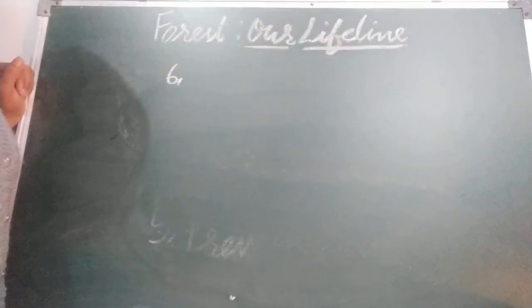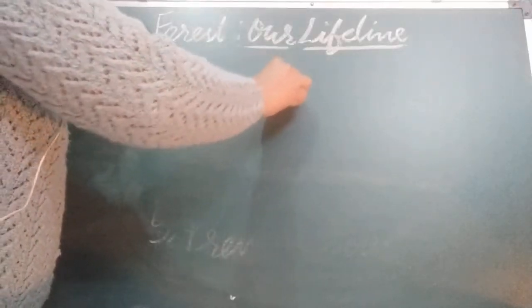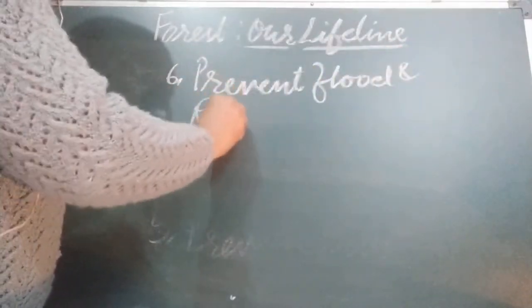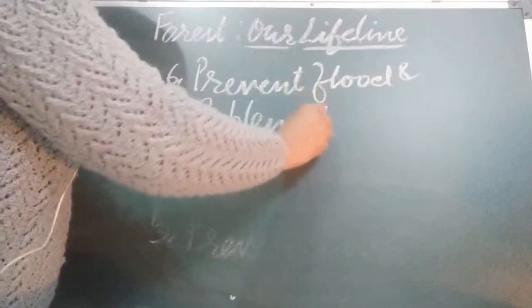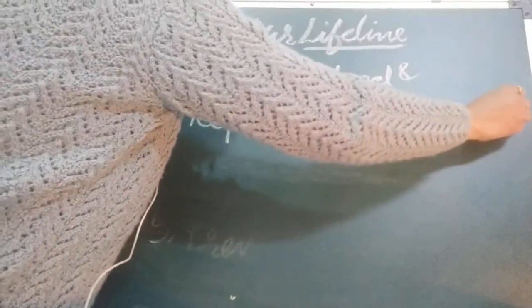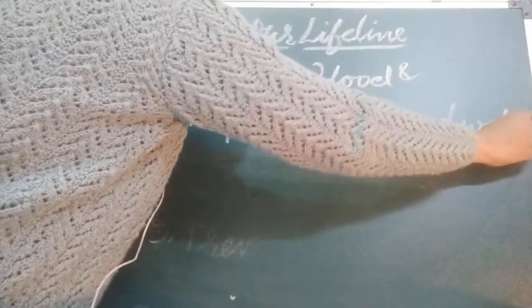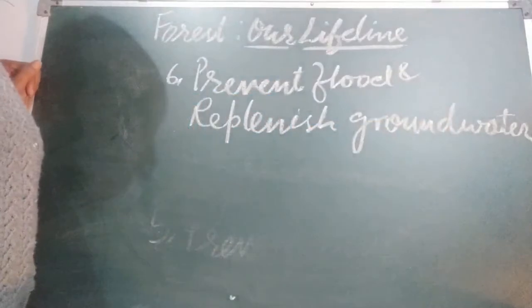Now next is number 6. Forest prevents flood and replenishes groundwater. Replenish means renewed. We are using groundwater, and just because of forest, it is again stored in this place.